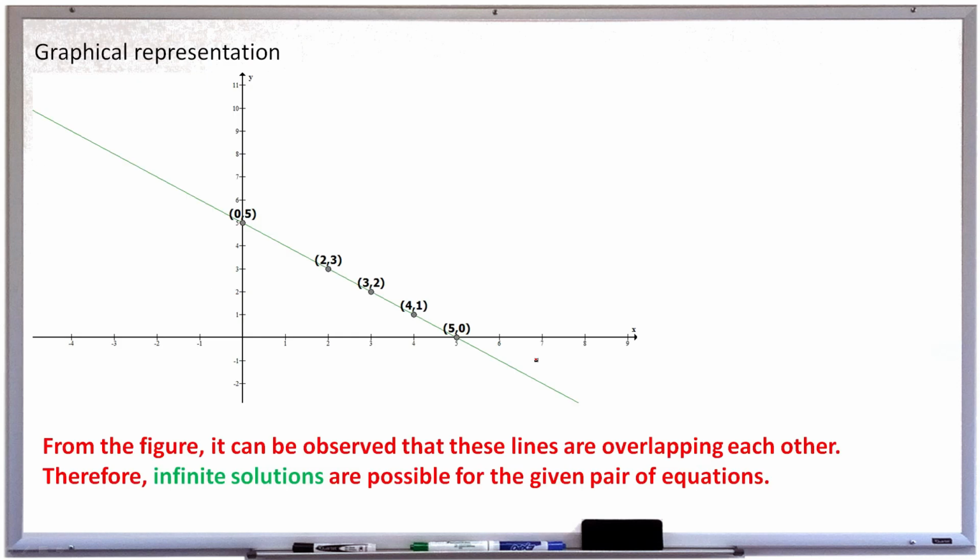Now we can represent the given values graphically. All the values we represented in graph form. Now from the figure it can be observed that the lines are overlapping each other. That means it is coincident. Therefore it has infinitely many solutions. Many solutions are possible for the given pair of equations, because the values are equal.